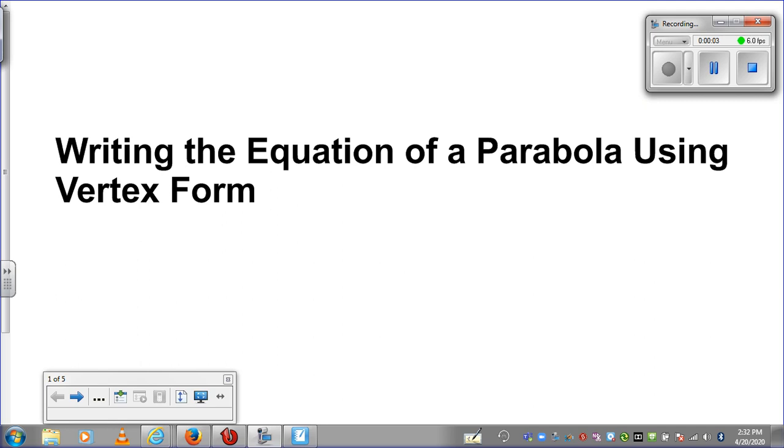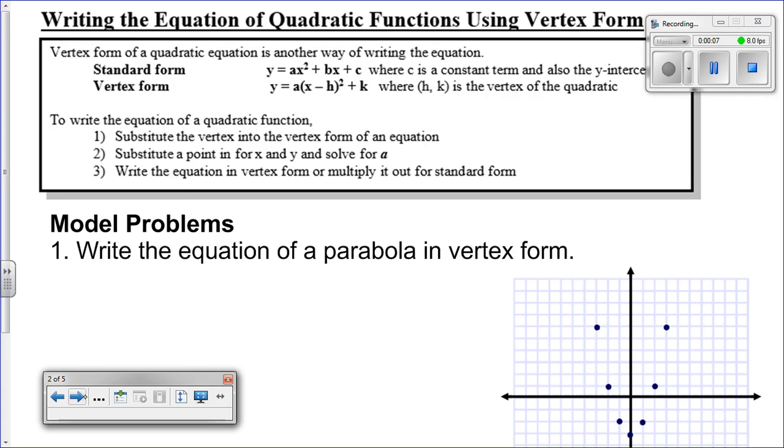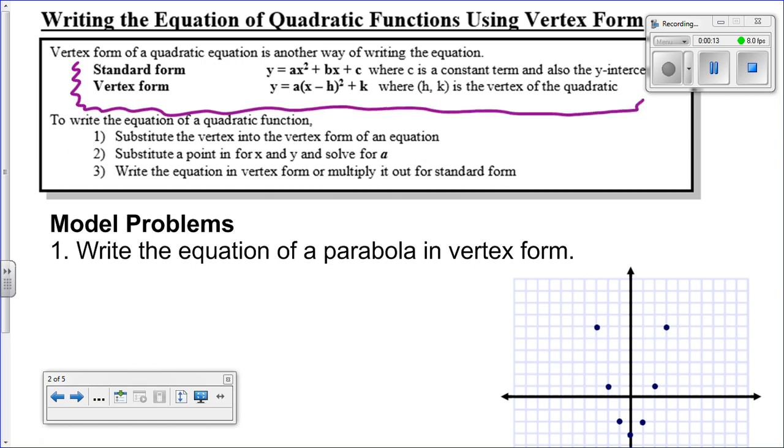Hello! In this video we're going to be writing the equation of a parabola using vertex form. So far we've learned two equations of a parabola, and that is your standard form, and we also have vertex form. Now the great thing about vertex form is your h and your k are your two values from your vertex. So your h is your x value, your k is your y value.